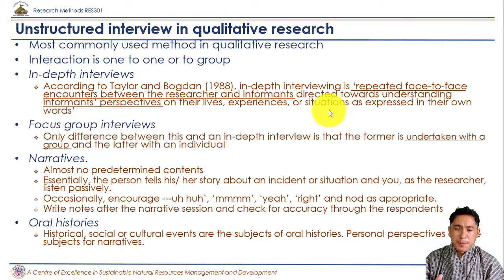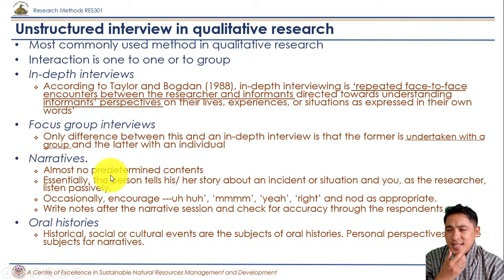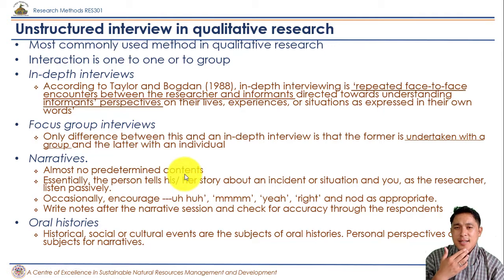Then we have narratives. Narrative is again exactly the same as the narrative recording that we have seen in observation. It has no predetermined content. The basic thing that narrative has is that you just have to listen passively to the respondents.